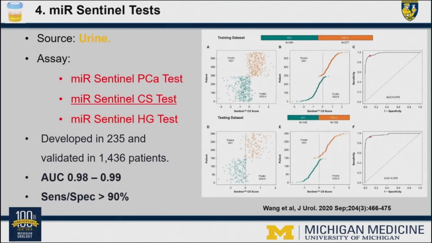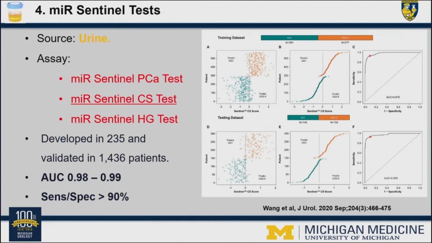And then the last one is MRI Sentinel test. There are 3 different versions of the test. One version detects any prostate cancer, and then the second version detects clinically significant prostate cancer, meaning in addition to Gleason score or grade group, they use other factors such as PSA to determine clinical significance. And then the third version is designed to detect high-grade prostate cancer or grade group 2 or higher prostate cancer.